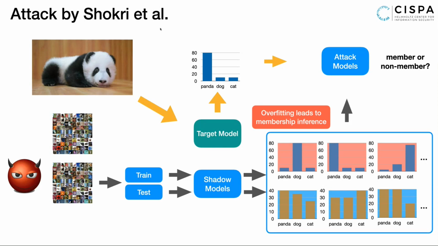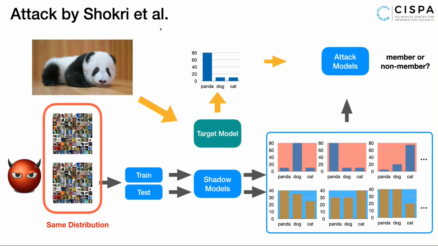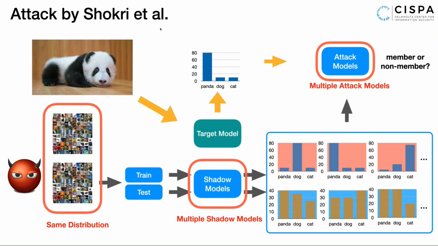So far, all I'm talking about here is the attack by Shokri. In this attack, there are three key assumptions. The first assumption is that the adversary has a data set that comes from the same distribution as the target model's data set. The third assumption is that the attacker needs to train multiple shadow models as well as multiple attack models. If you train multiple shadow models and multiple attack models, this indicates the attacker needs more resources.